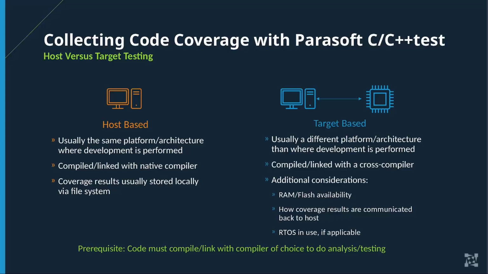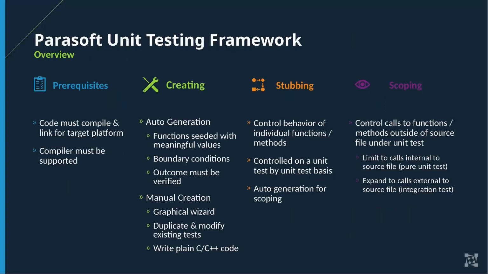As with both of these, Parasoft requires the compiler to be supported, and the code must be able to be compiled or linked today with the compiler that you're targeting. While Parasoft's unit testing framework isn't required for us to gather code coverage, you may consider Parasoft's unit testing framework in the event you're looking for auto-generation of unit tests because you don't have any unit testing framework today, or you need some sort of TUV certification or a qualification kit. In order to use Parasoft's unit testing framework, again, the code must compile and link for the target platform, and we must support the compiler.